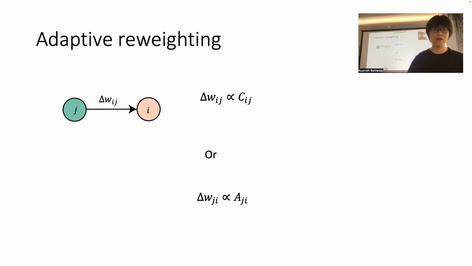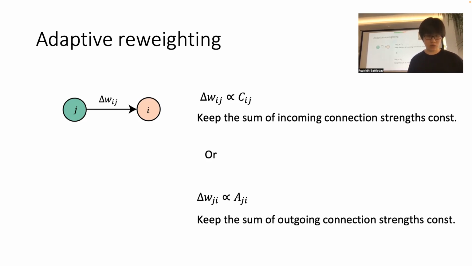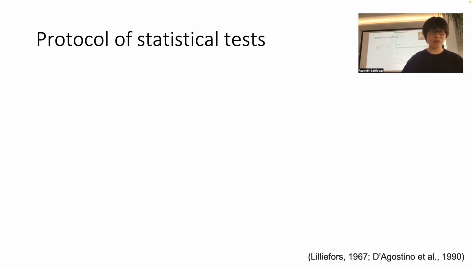So when using consensus to update strengths, we keep the sum of incoming connection strengths constant for each node. And when using advection to update strengths, we keep the sum of outgoing connection strengths constant for each node. Then for networks obtained from the simulation, we test if the strength distribution is log normal in the following way.